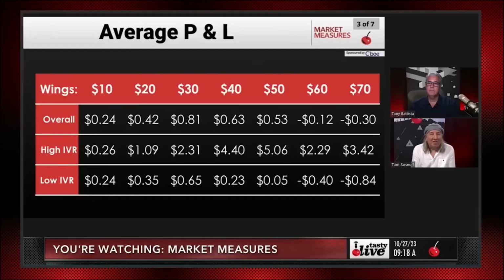The good stuff. Okay, so average P&L. Now this is all correct. This is buying in the morning, letting it go to the afternoon. 10, 20, 30, 40, 50, 60, $70 wide. We looked at the wings, and that's just, think of butterfly wings. That's all it is. In high IVR, you did way better than low IVR.